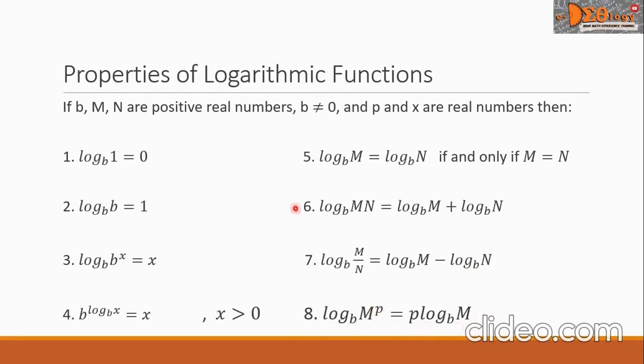Take note of properties 6, 7, and 8, because the logarithm lightens up the respective operations. Look at the product: this is equal to the sum of each factor. For number 7, the division becomes subtraction. And for number 8, the exponent or the power becomes a product in here.